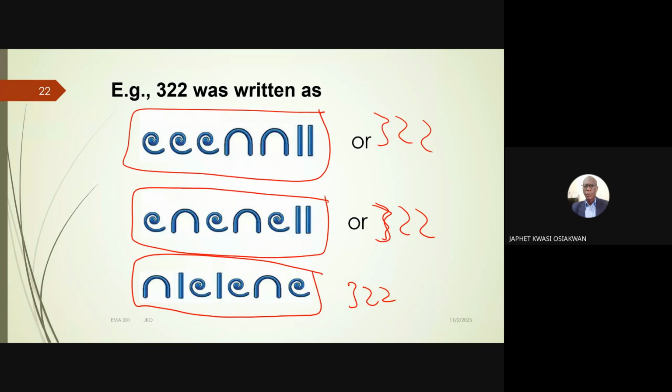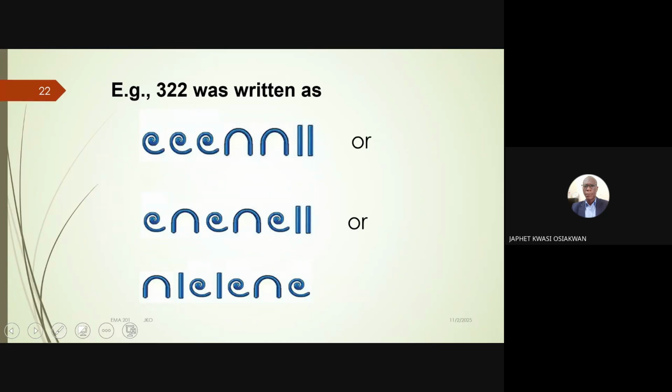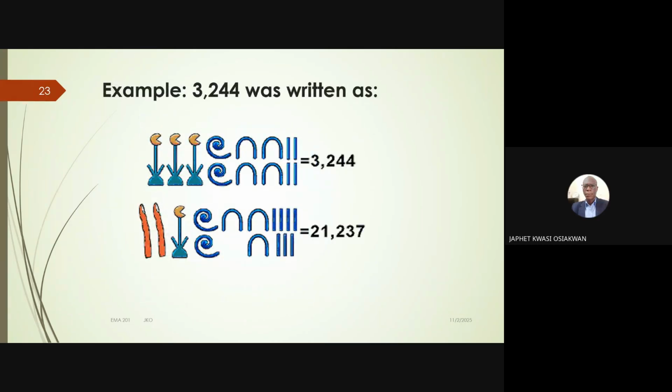Once you can see your 100 there, the 100 are the coil bones. Then we have the 10 also. You see the 100, 300. Then we have 10, 20. We have 1, 2. Once you can identify this, that represents the number. Any question? Okay.